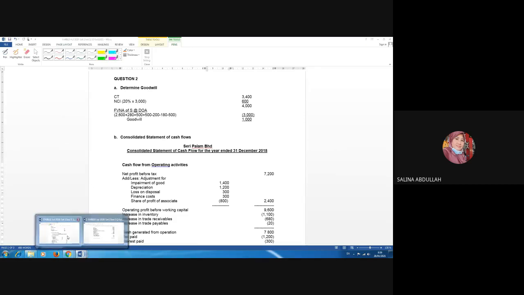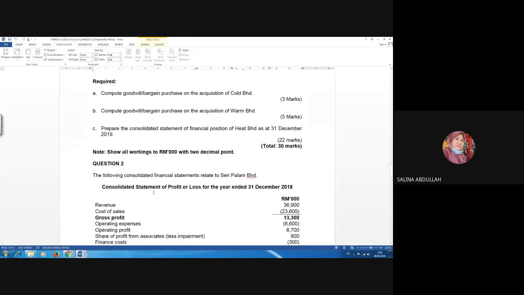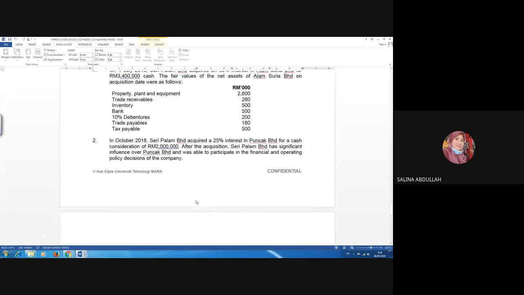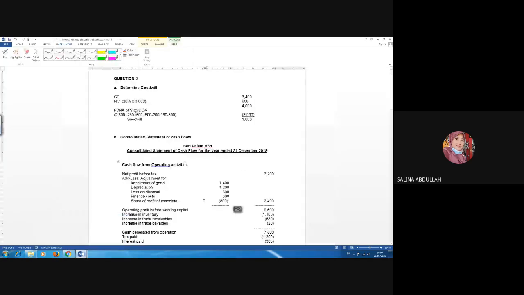In the question just now, fair value of net asset of subsidiary is given in terms of assets and liabilities in additional information number 1. So we have PPE, trade receivables, inventory, bank. These are assets. And then we have debentures, trade payables, and tax payable as liability. Make sure you never add this liability with asset. So you add together all the asset, you deduct with liability. That will be the fair value of net asset of subsidiary on the date of acquisition.